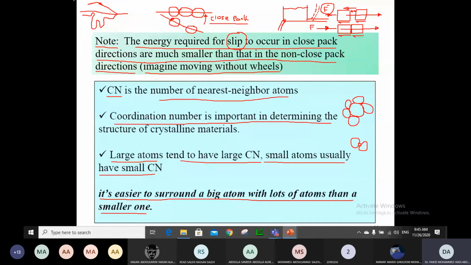The easier it is, which is the close-packed direction, the easier it is for the dislocation to move, the easier it is for the slip to happen, the easier it is for the plastic deformation to happen, the weaker the material and the less hard the material will be. So this is how we are putting it. Any questions?